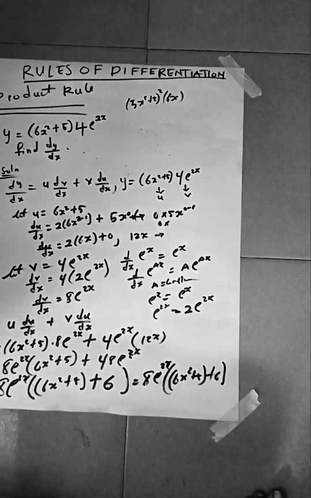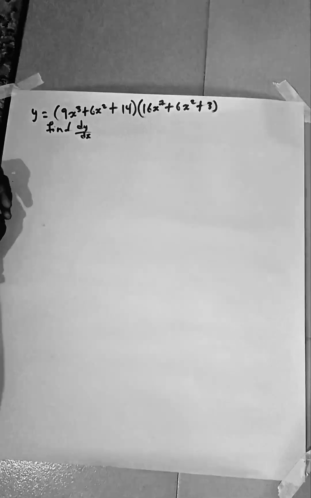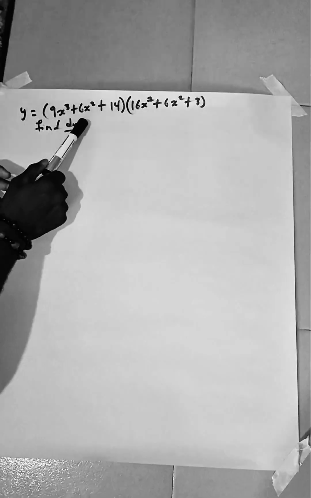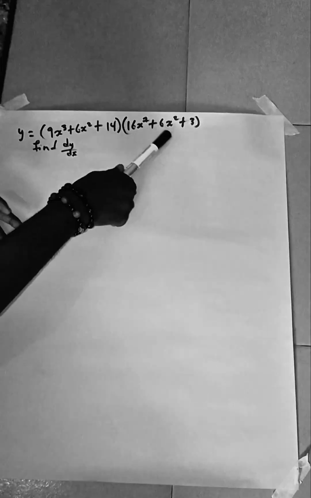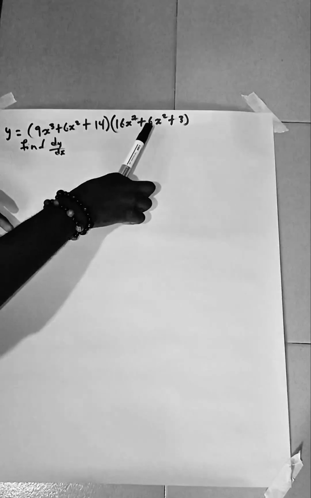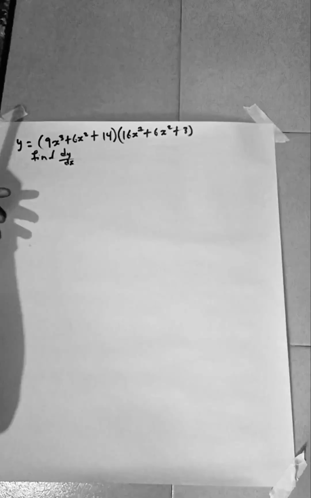Let's take another example to solidify your understanding of it. Look at this question now. Imagine we have a function y equals, into bracket, 9x cubed plus 6x squared plus 14, close bracket, multiplied by 16x to the power 7 plus 6x raised to the power 2 plus 3. I'm asked to find dy by dx. See, this is a typical example of the product rule.